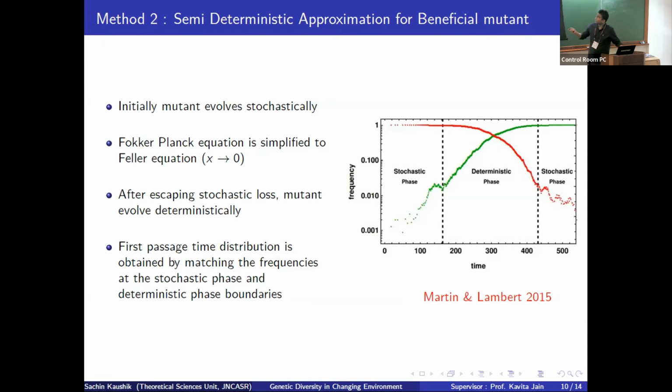In the stochastic phase, we will write our usual Fokker-Planck equation. Here I will write the forward Fokker-Planck equation, and since the frequency is small, we'll take the x tends to 0 limit, which turns into the standard Feller equation. So the idea is that we'll calculate the solution in the stochastic phase and in the deterministic phase, and then combine the solutions by matching the frequencies at the boundaries of these phases.